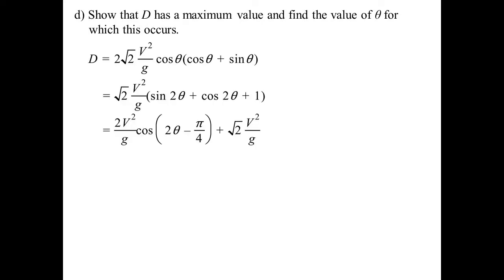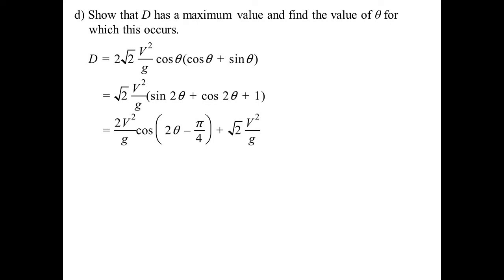Show that d has a maximum value and find the value of theta. Okay, so there's d, playing around with it. Now I've got the double angles in there again: sine 2 theta plus cos 2 theta plus 1. That becomes cos of 2 theta minus pi on 4. How did I get that? Well, auxiliary angle. Forget about the plus 1 there, because the plus 1 is how I got that last term, the root 2 v squared on g. But I've got sine 2 theta plus cos 2 theta, which I can recombine into one trig term. So I've got cos of 2 theta minus pi on 4.